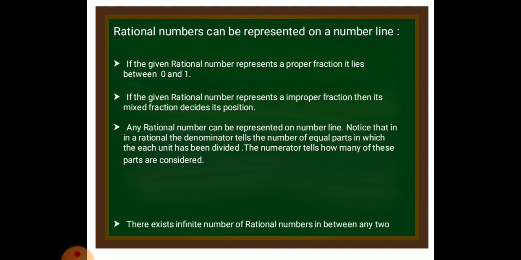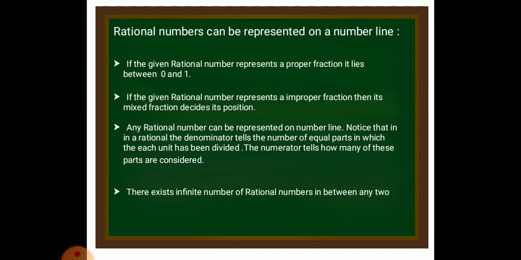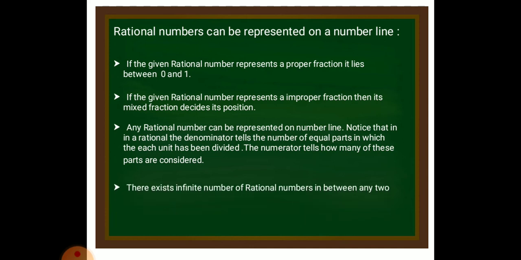And we have also seen that there is a property of density, that means there exist an infinite number of rational numbers in between any two rational numbers, and this is called the property of density.